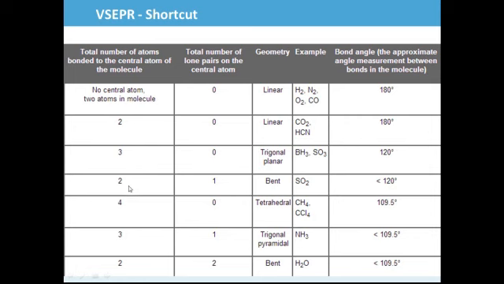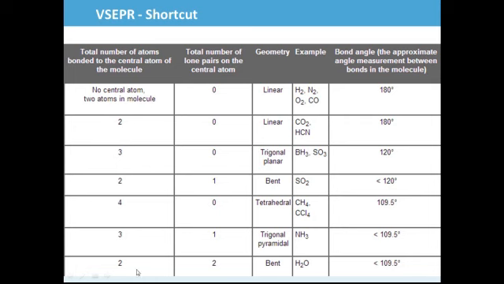Now look down here. If we have 2 atoms bonded to the central atom and 1 pair of electrons that are just on the central atom, 1 lone pair of electrons, our molecule is going to be bent, like SO2. So notice how we can get different shapes based upon how many atoms are bonded to the central atom and how many lone pairs of electrons are on that central atom. And that's how you use this table. So just start with this first column, find the ones that apply to your particular chemical.